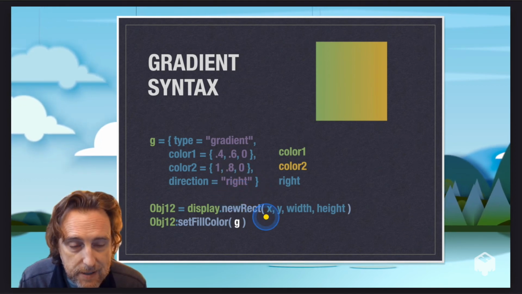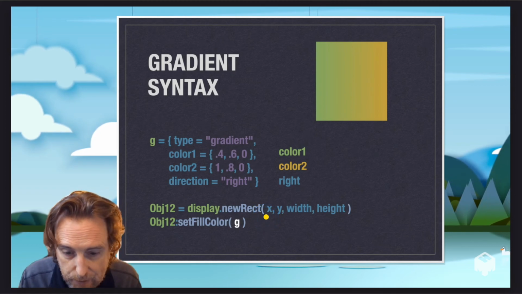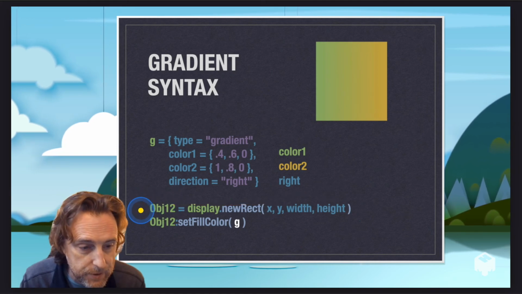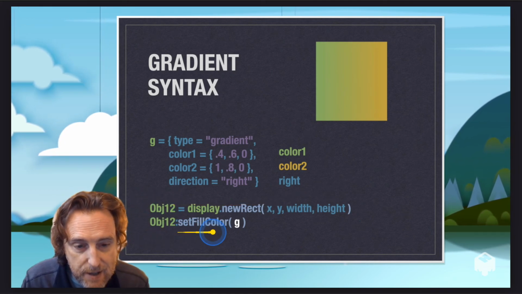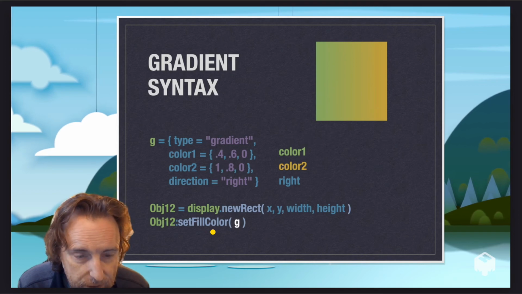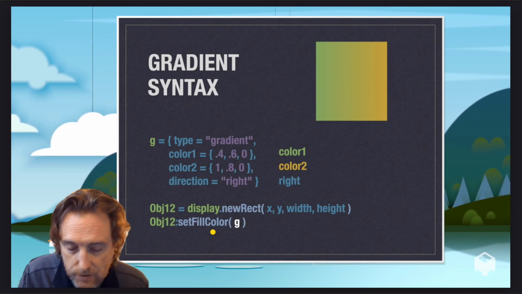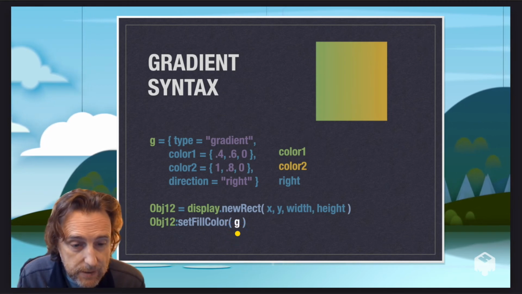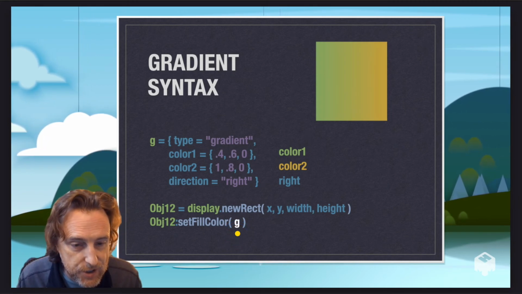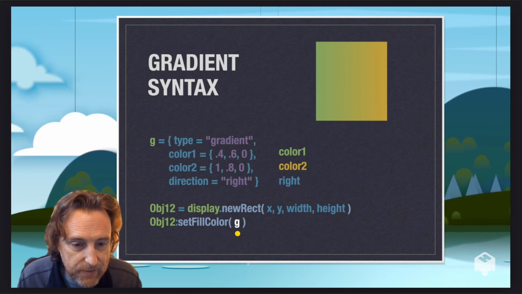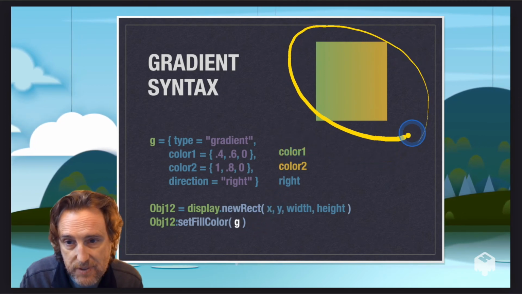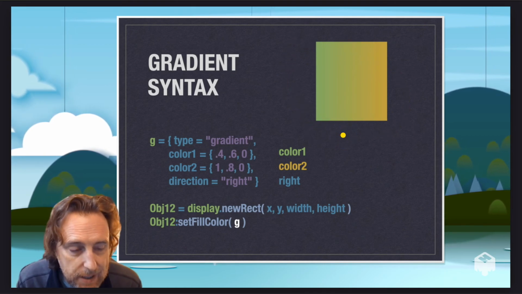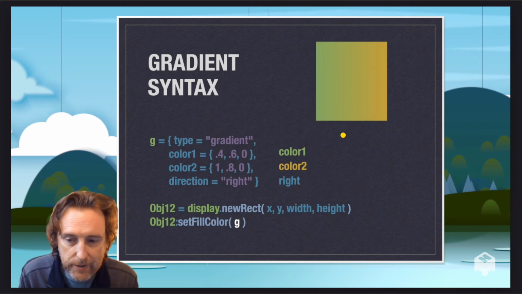So to create that exact same gradient I gave you on the previous slide, nothing changes about how you create the shape when you use a gradient. The gradient gets set by calling set fill color. So you can set the fill color to an RGB value or a gradient. So in this case, I've passed it G for the gradient, and that would give us this gradient filled rectangle sized and placed wherever you want it.